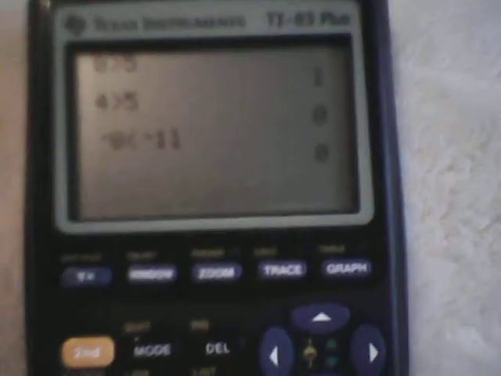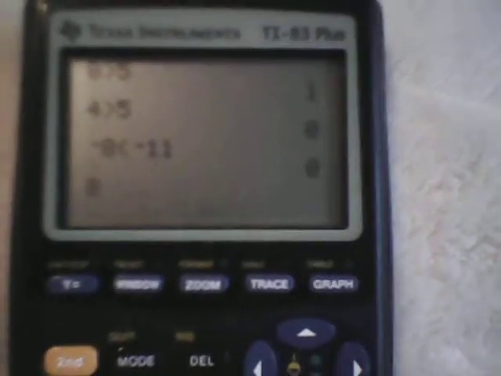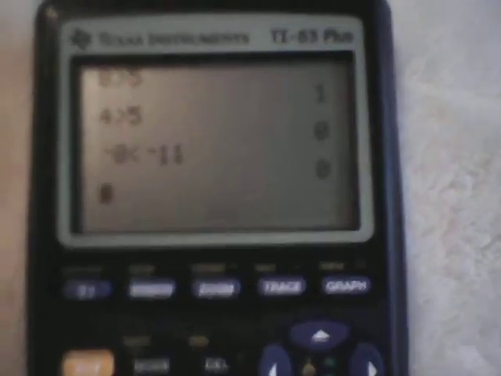And those are just a few simple techniques and tools you'll use on the calculator. There's many, many more that you'll wind up seeing, but this is just a brief intro.